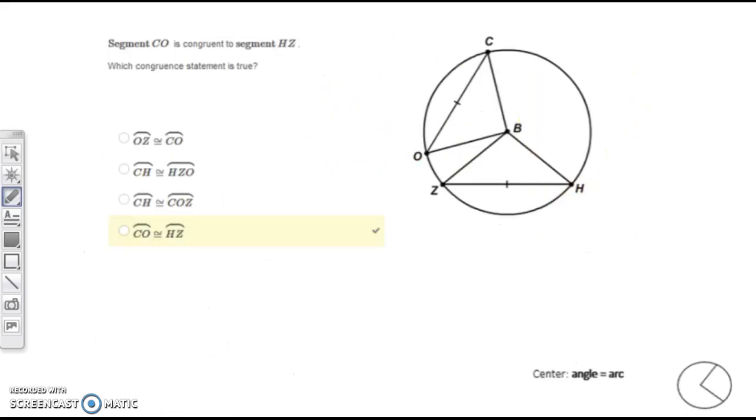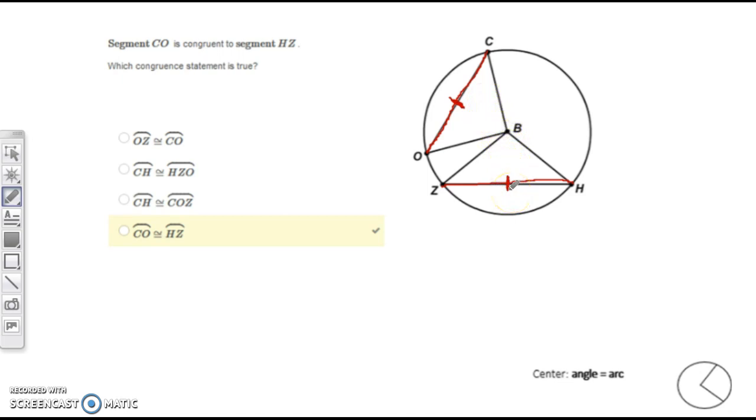All right, the next quiz question says segment CO is congruent to segment HZ. All right, that's cool. I'm going to go ahead and mark those. CO, oh, segment, not arc. Jeez Louise, it's already marked for us. Just kidding. So CO is congruent to HZ. We can see that with these congruency marks right here. Which congruent statement is true?